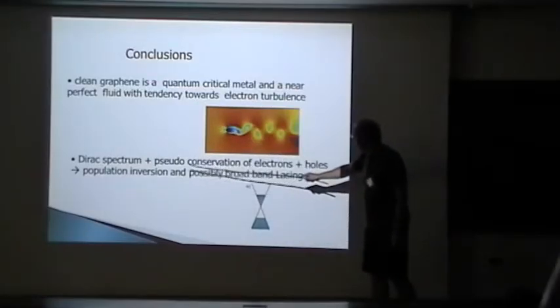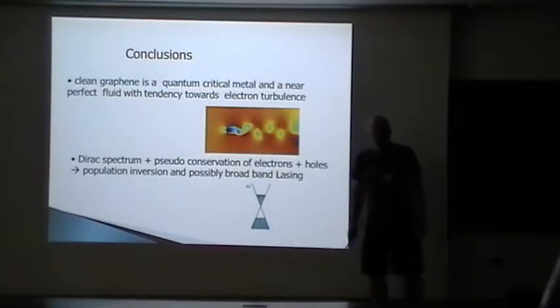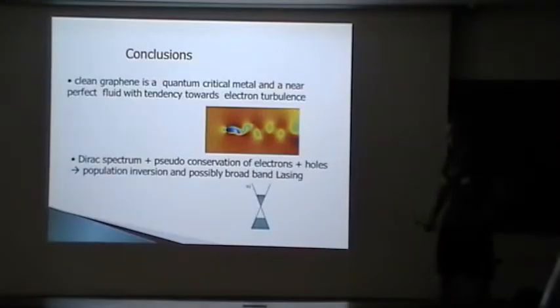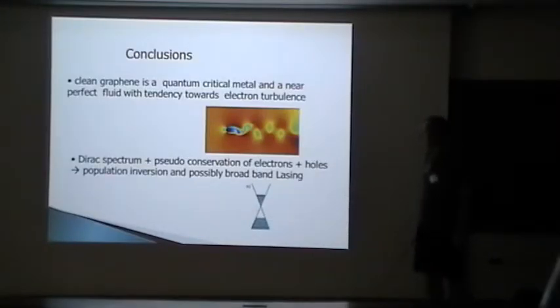And the second, that this Coulomb interaction in the Dirac spectrum phase space gives rise to a pseudo-conservation law that, at least at short times, and the leading terms in the interactions are important, gives rise to a population inversion, and maybe broadband lasing, and that's how you can build a tunable laser where you can tune the laser frequency. Of course, only for very short time.